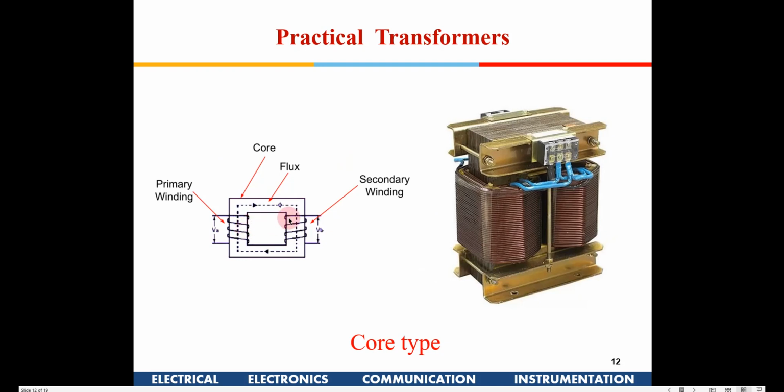You also have a core type. In the core type you have a single core running like this, and then you have the primary and the secondary. Both these designs have their own advantages and disadvantages. If you are interested, you can just Google and find the differences between these two, but both these designs are generally used.